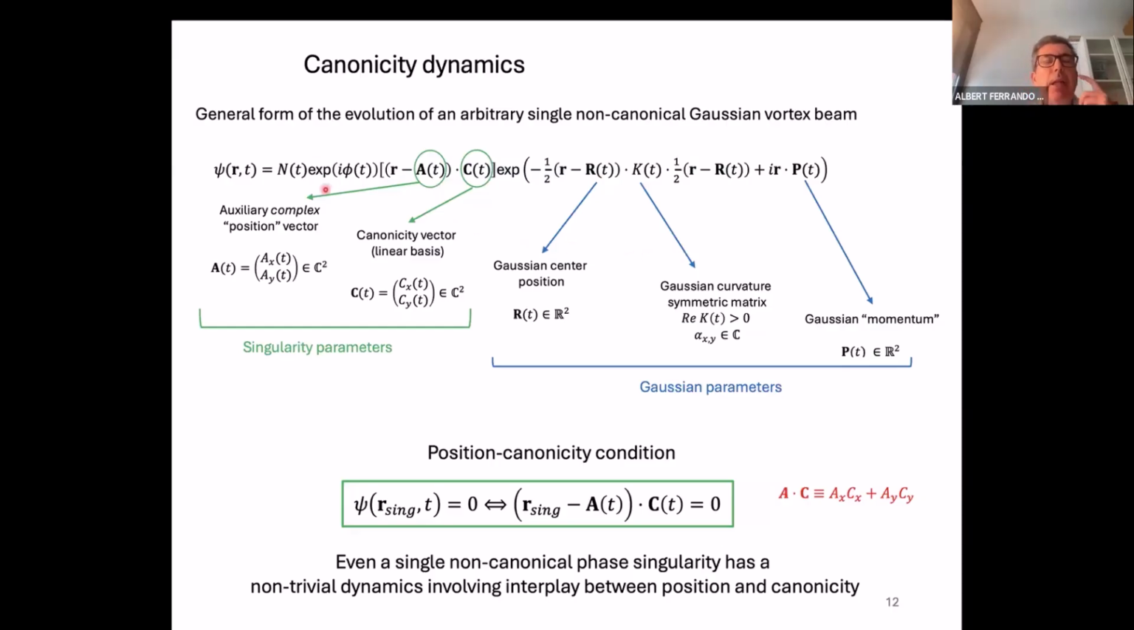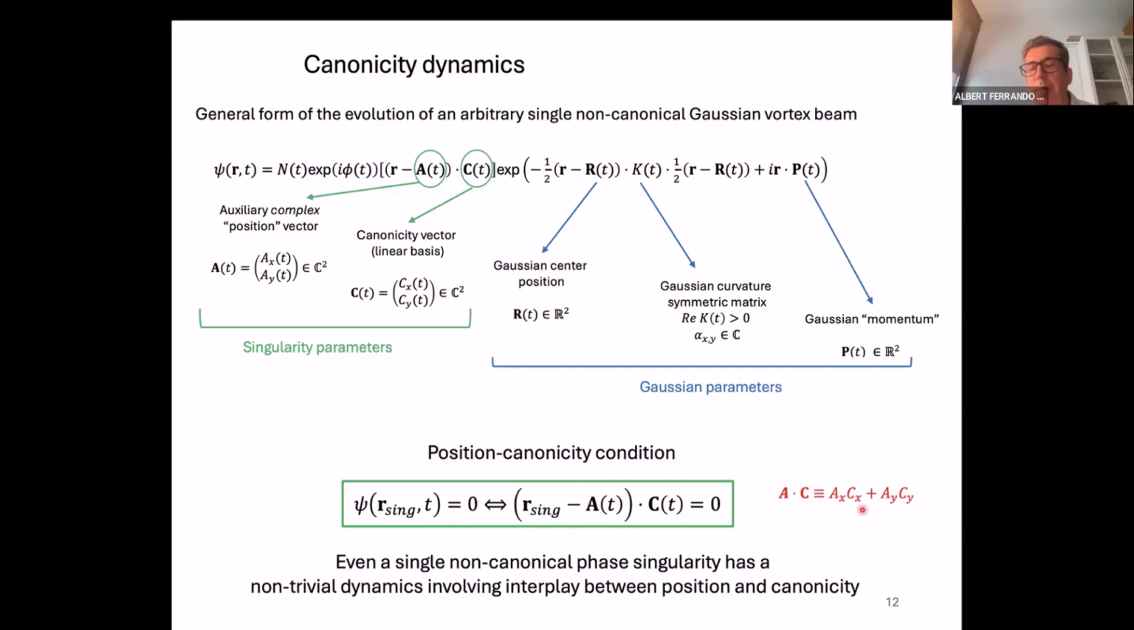And the parameters that define the singularity are given here, which is the canonicity vector, which evolves in time, and this I call auxiliary complex position vector, which is related to the position of the singularity, which is not in fact the position of the singularity. And the reason is that the zeros of this function are given not by this value, but by this scalar product you can have here, right?